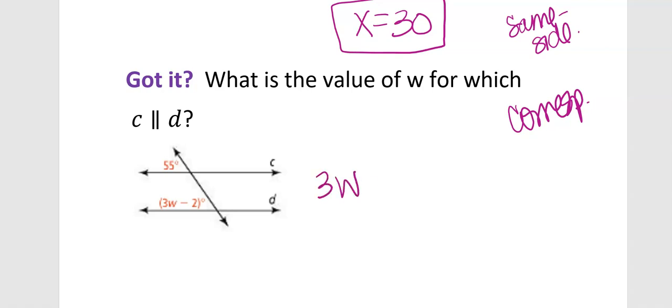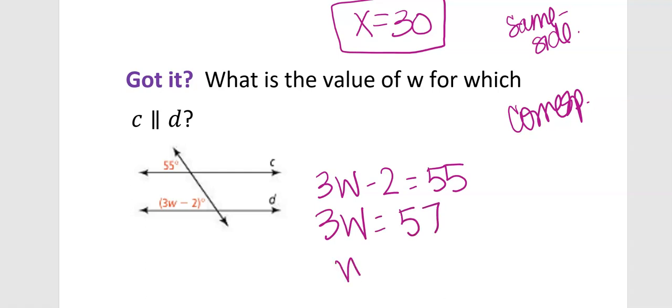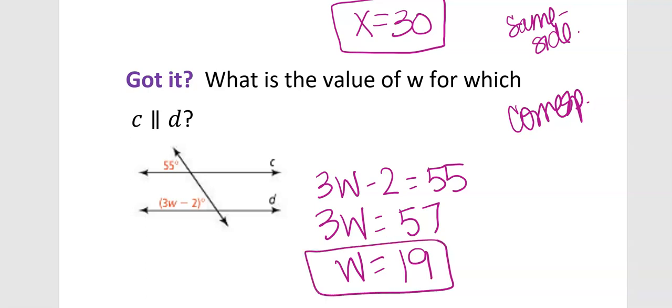3W minus 2 is equal to 55. We would add 2 to both sides and divide by 3. I think that's right. W is 19. And that is it.